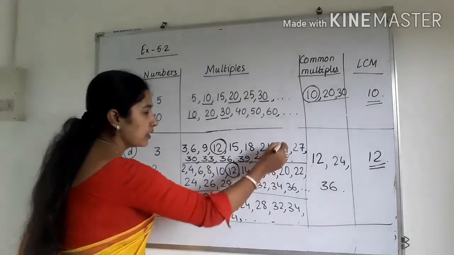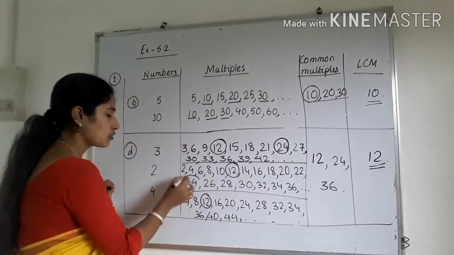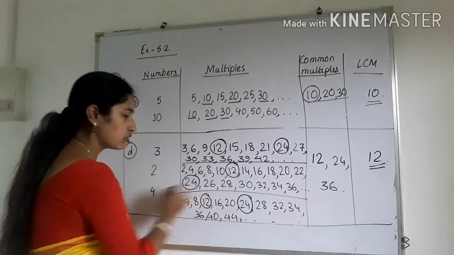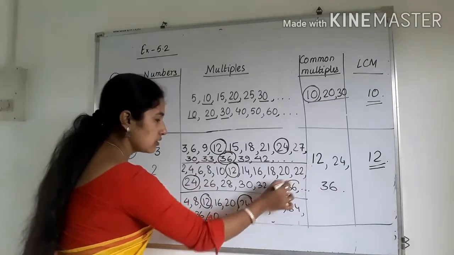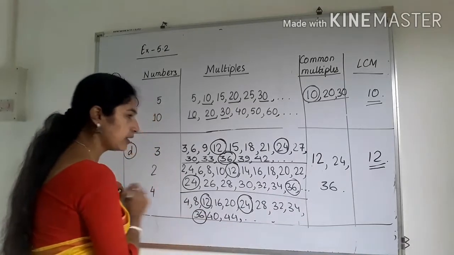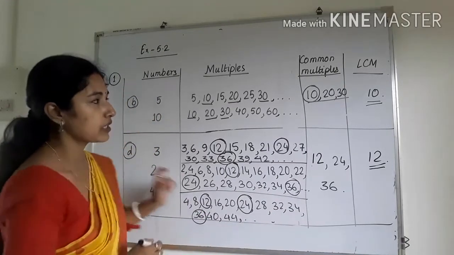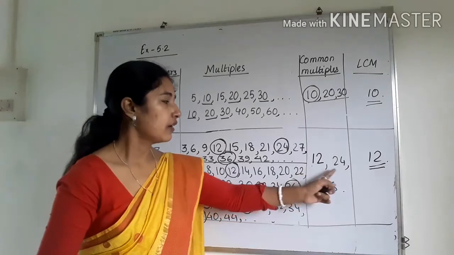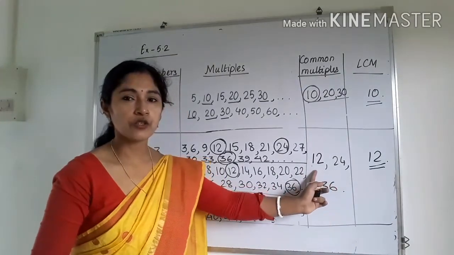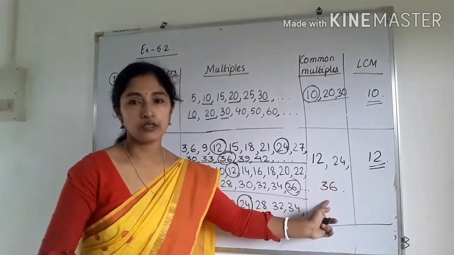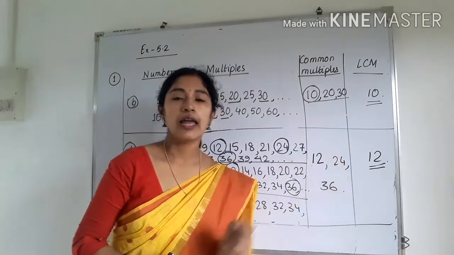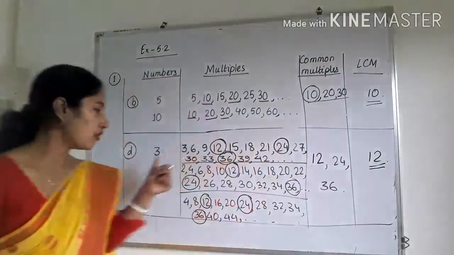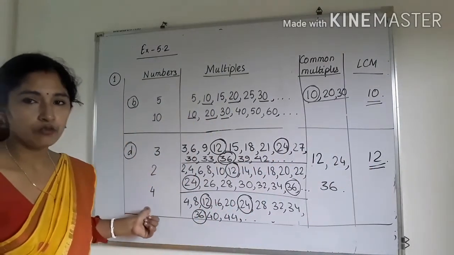Similarly, the next number is 24. See, 24 is common in all of them. Next will be 36. So we will circle it. Now we will write the common multiples. In common multiples we are having 3 common multiples. First one is 12, then 24, then 36. Which one is the lowest? 12 is the lowest. So 12 is the LCM of 3, 2 and 4.